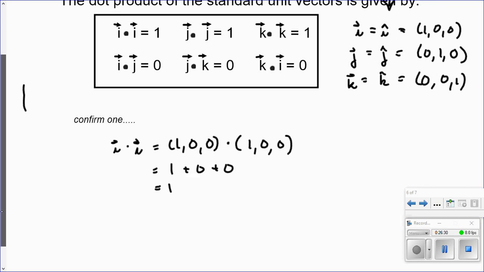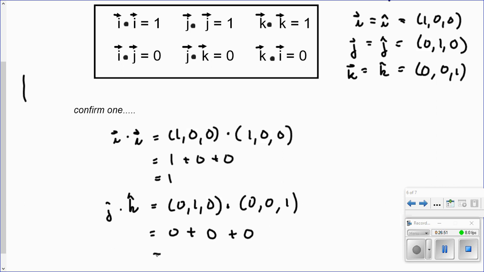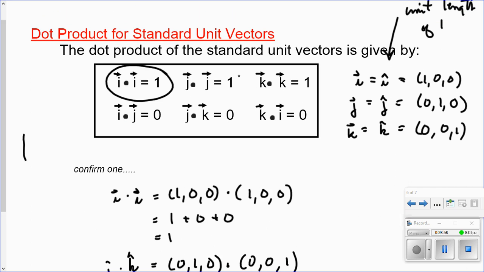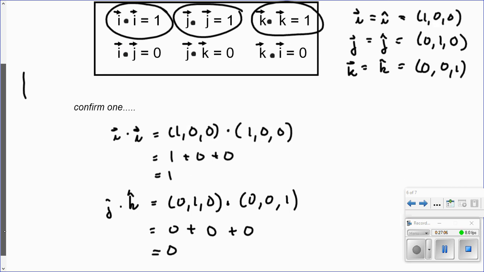And let's confirm another one just randomly. Let's go j dot k here. So that'll be 0, 1, 0 dotted with 0, 0, 1. So that'll be 0 times 0 is 0, 1 times 0 is 0, and 0 times 1 is 0. So I've got 0 here. These are interesting observations here, and something that we should be able to work through. What it means in practical Cartesian plane within 3 space really is for you guys to visualize and imagine here.